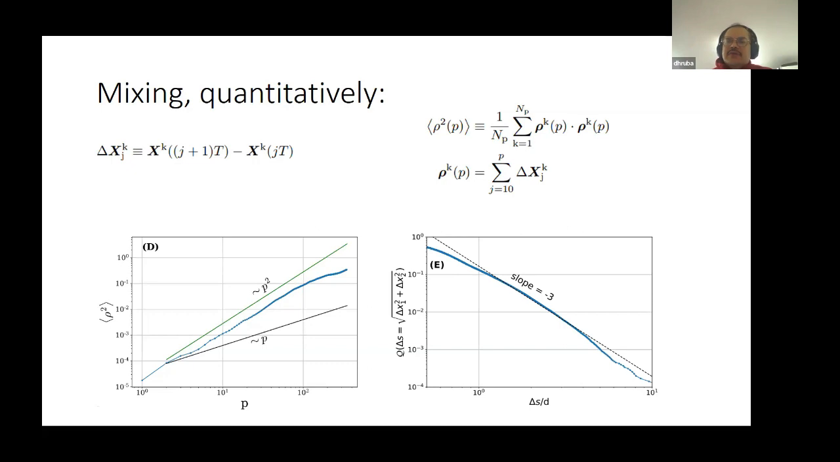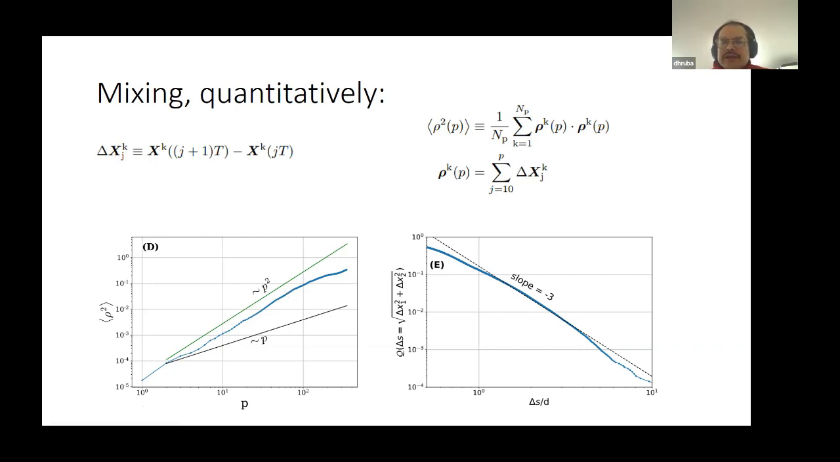To look at this in a more quantitative way, we look at the displacement of a passive tracer and calculate how far it goes as a function of time. But the time here is measured in the unit of cycles. So over here, you see how it behaves. If it is mixing, you would expect diffusion, and you would expect it to go linearly with t. From our data, this looks closer to t squared.